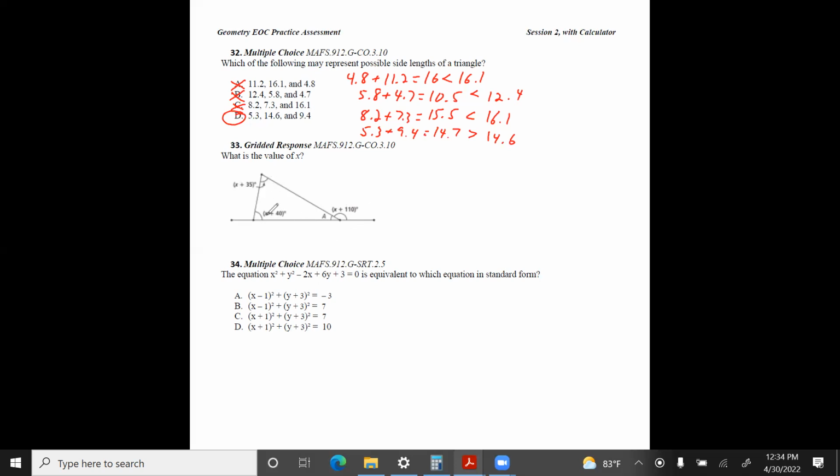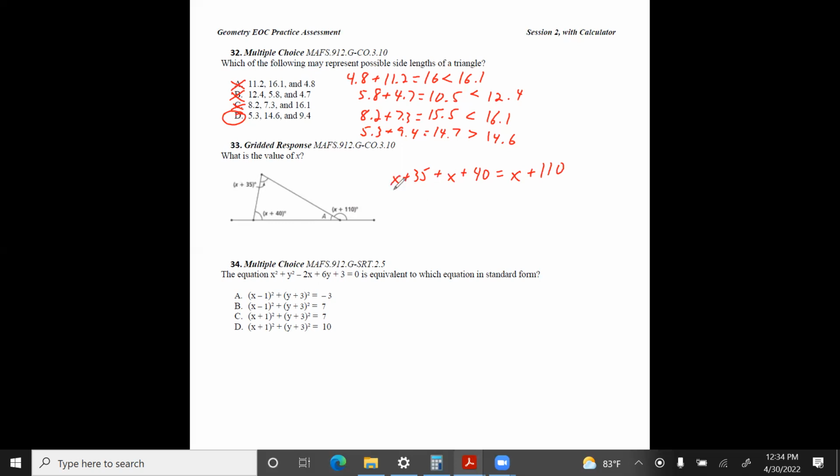Well, they gave us two interior angles, and they gave us one exterior angle. There's a property that says the two remote interior angles of a triangle have to equal the exterior angle. So the sum of these two remote interiors, so x plus 35 plus x plus 40, has to equal that exterior angle of x plus 110. Again, what makes these two remote interior angles? They're the two interior angles not touching that exterior angle.